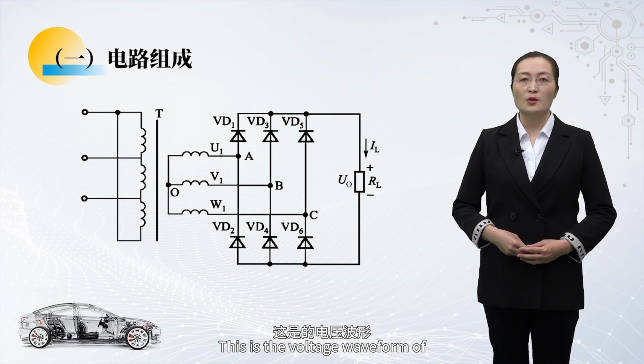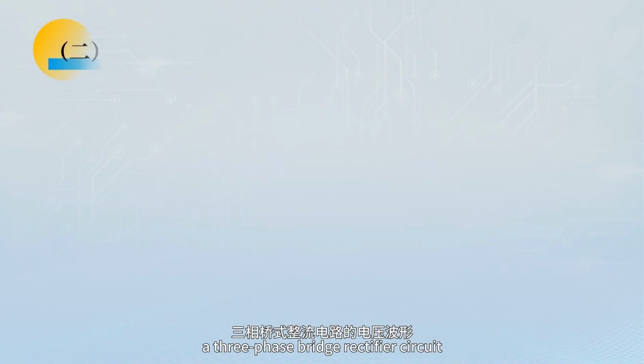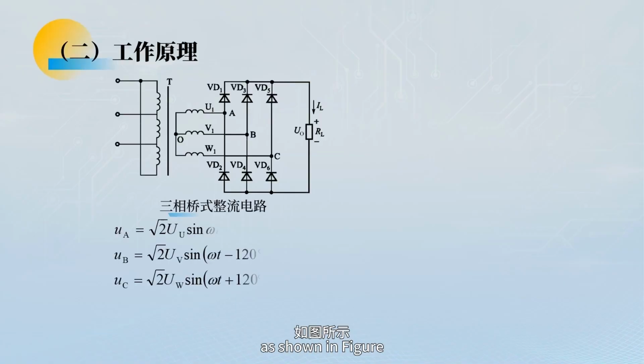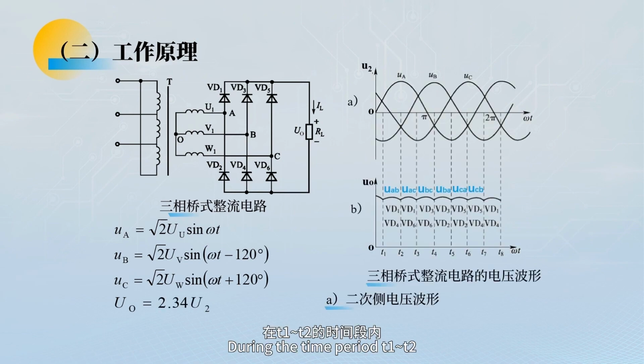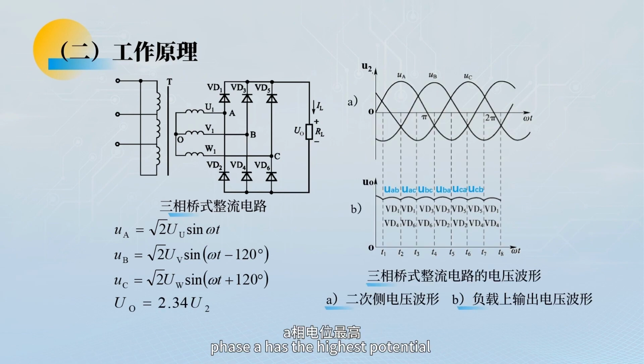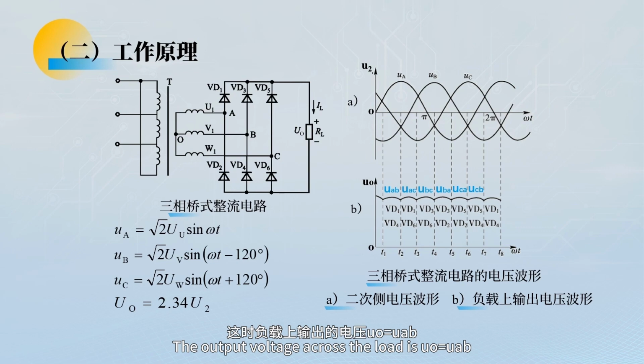This is the voltage waveform of a three-phase bridge rectifier circuit as shown in the figure. During the time period T1 to T2, phase A has the highest potential and phase B has the lowest potential. VD1, VD4 conduct, and the rest of the diodes are cut off. Current flows from point A through VD1, RL, VD4, and finally goes back to point B. The output voltage across the load is UO equals UAB.